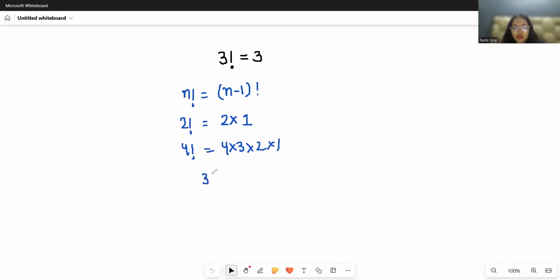So here in this question we have 3 factorial. So it is 3 times 2 times 1. So here 3 times 2 times 1, which is equal to 6.